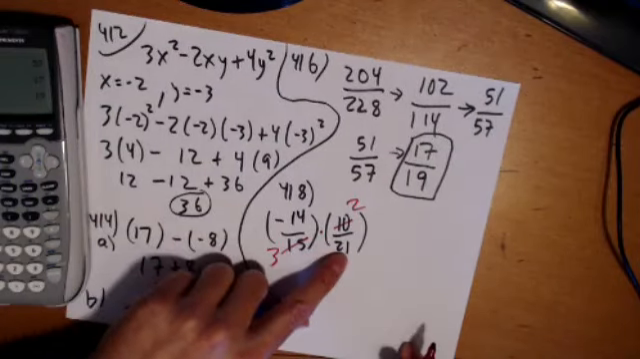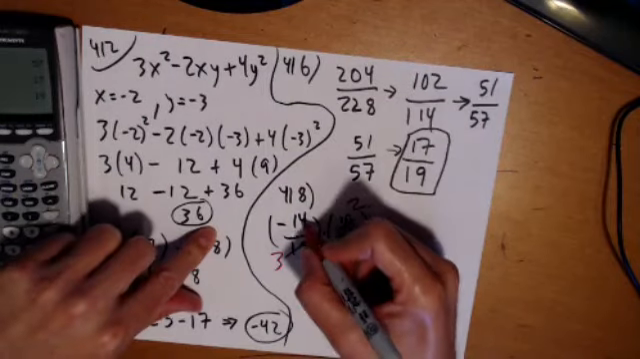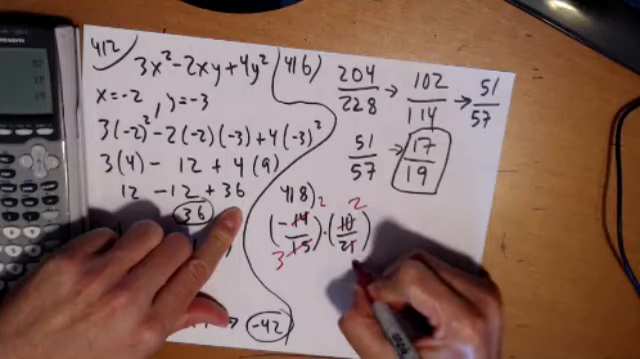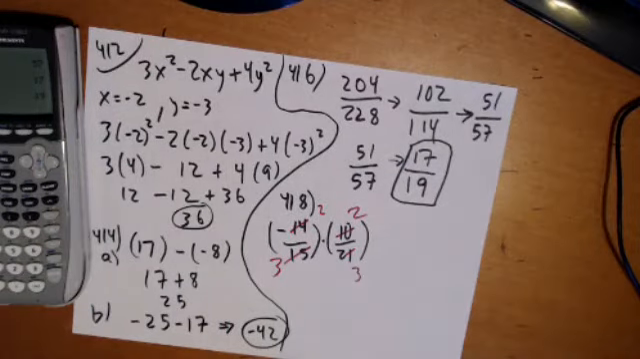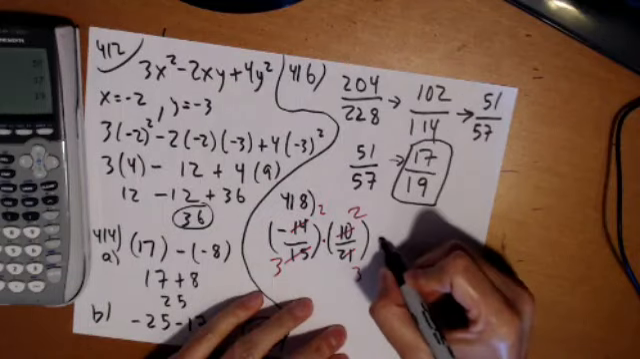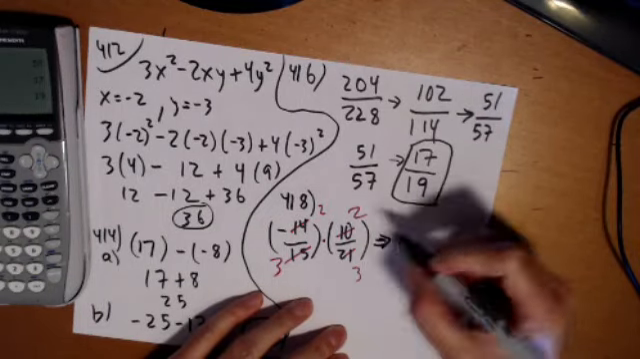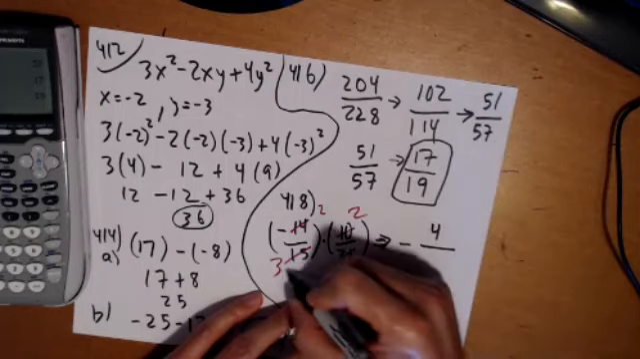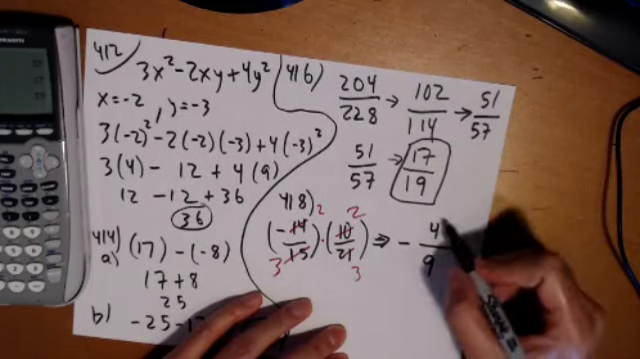14 on top, 21 on bottom. 7 goes into both. 7 goes into this twice. 7 goes into this 3 times. So you see how we cleaned everything up before we made a mess? So what are we left with? We're left with a minus sign. 2 times 2 is a 4. 3 times 3 is a 9.